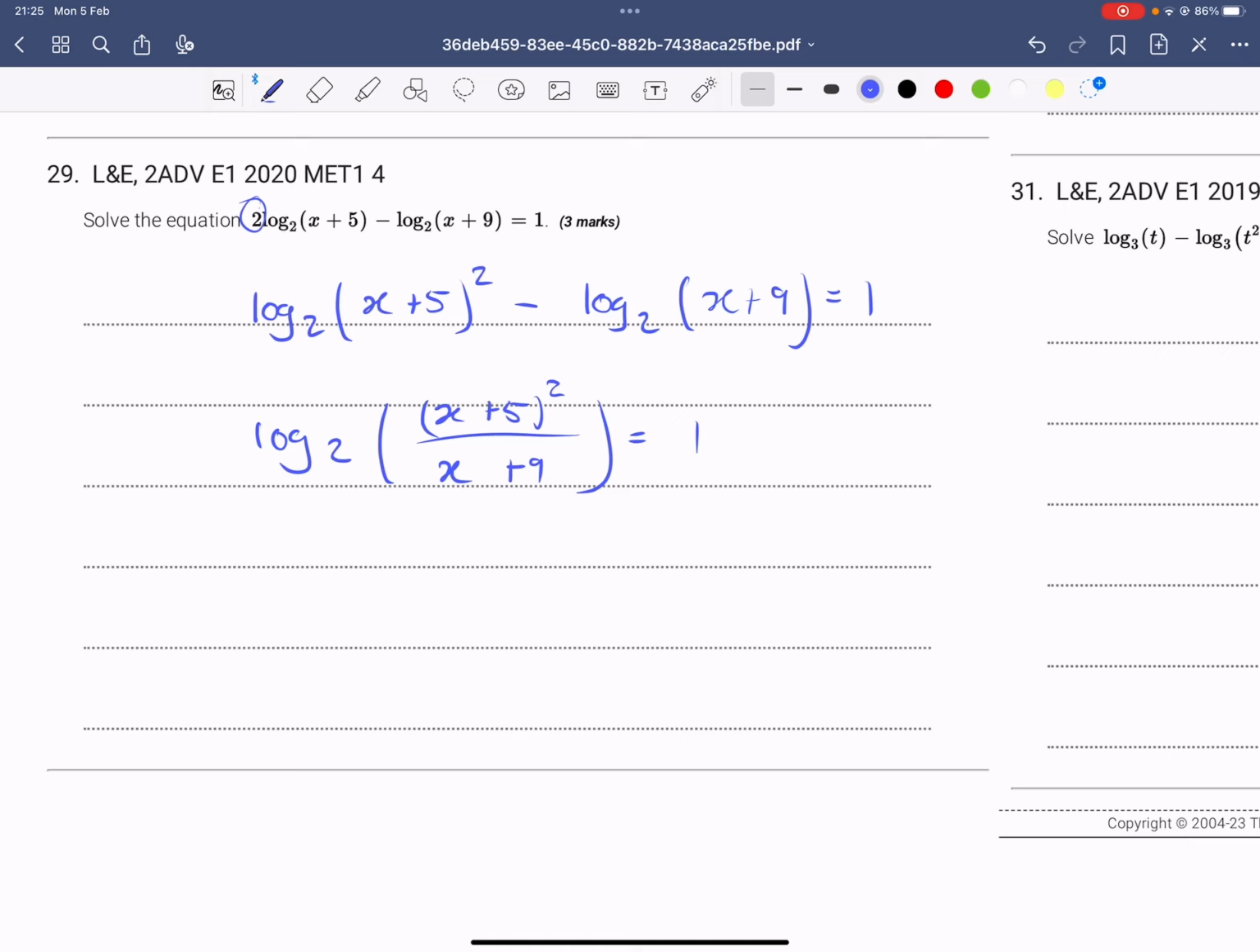Now, a few ways of doing this question. The way I like to do that is I know that log base 2 of 2 is equal to 1. So I can replace 1 with log base 2 of 2. But for the left-hand side to be equal to the right-hand side, the thing in the brackets, they have to be equal to each other.